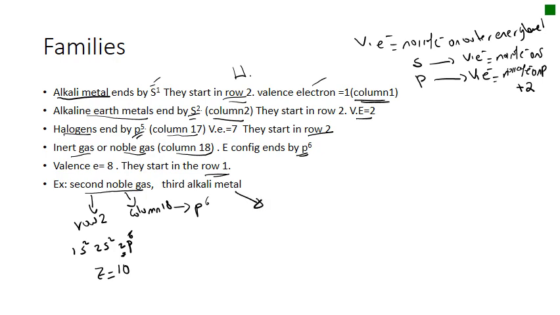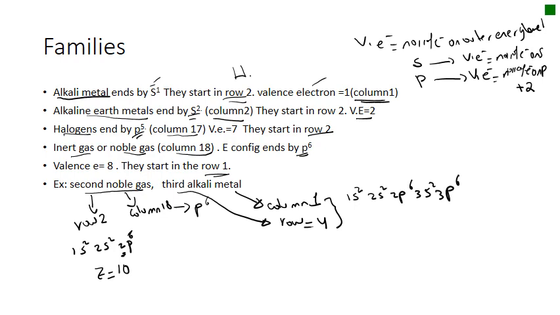For the third alkali metal, it is in column 1. But since the elements in column 1 start in row 2, the third alkali metal is in row 4. From the column and the row, we can write electron configuration 1s2, 2s2, 2p6, 3s2, 3p6.